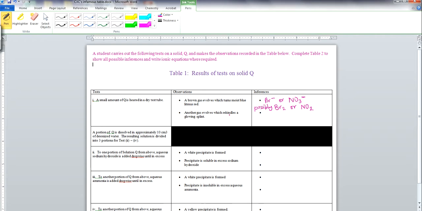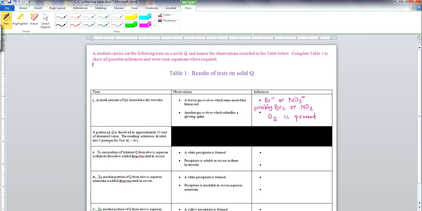Then it says another gas evolves which rekindles a glowing splint. This is definitely the test to prove that oxygen is being given off, because oxygen relights a glowing splint, whereas hydrogen extinguishes a lighted splint with a pop, right? So you know that oxygen gas is present, O2 is present.